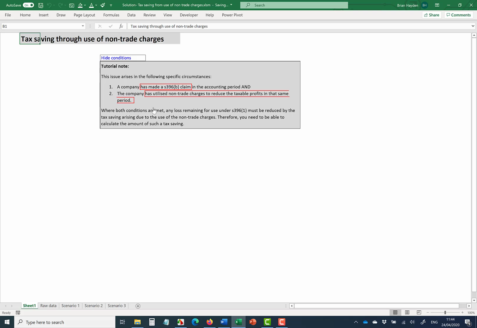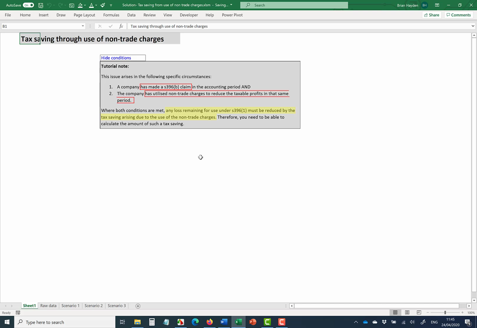So where you've got both of those conditions met and you have a loss going forward, you need to reduce the value of the loss going forward by the tax saving which arises on the use of the non-trade charges. So in essence, the tax credit that you've left after utilising your 396B claim will have to be reduced by the amount of tax saved through the use of non-trade charges. So obviously then you need to be able to calculate the amount of tax saved in such circumstances.